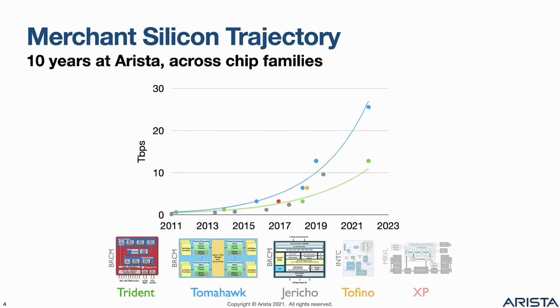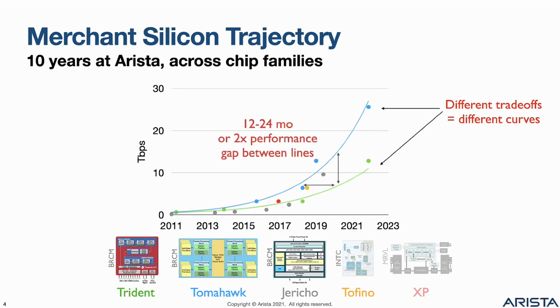And you can see here that there are different kind of trajectories. The colors correspond to a single chip family, and they end up with different curves. This is bandwidth plotted against time here, just looking at one dimension, which is bandwidth. But one thing you can see here is that different chip families are making different design decisions and going faster or slower. And the decisions can be fairly significant.